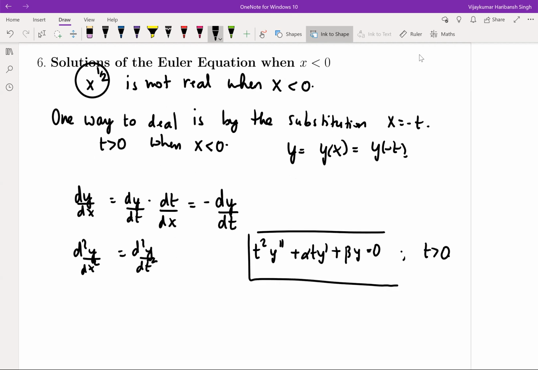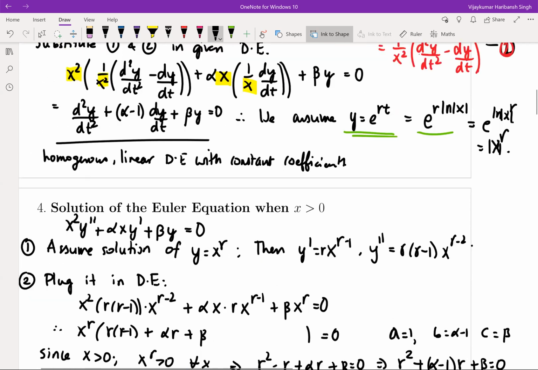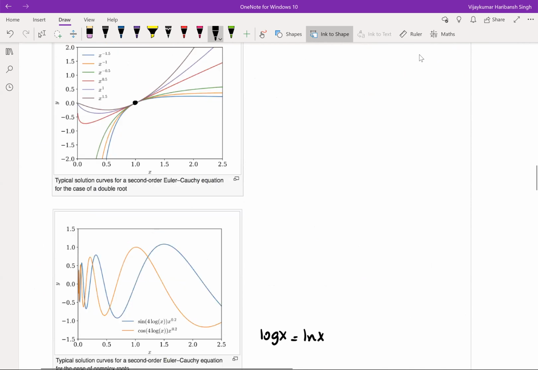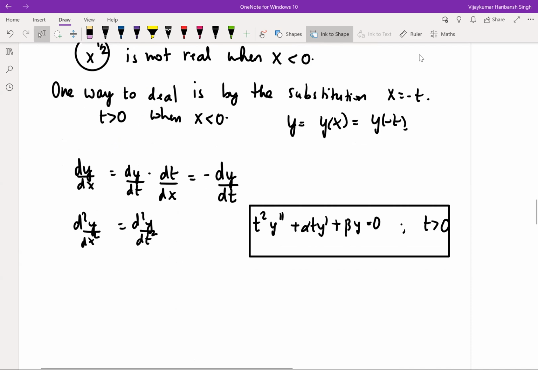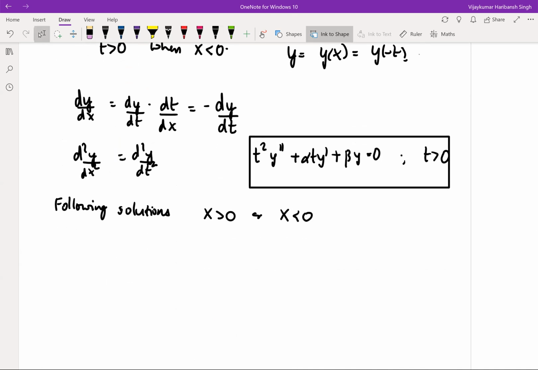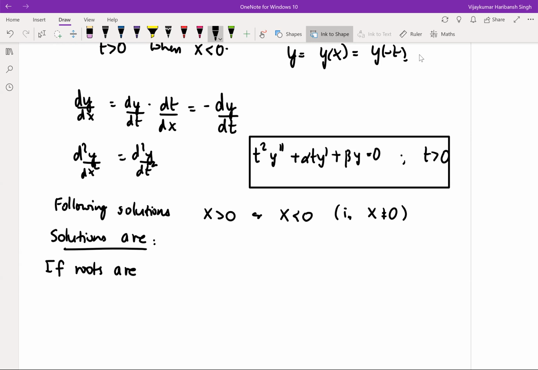To this equation we apply the techniques we have learned above, because our technique was valid when x was greater than 0. So then again apply the solution, and we get the following set of solutions. Whether x is greater than 0 or less than 0, we reuse the previous method by just having an absolute value. So if x is not 0, the solutions are: one, if roots are real and distinct, then y equals c1 absolute value of x to the power r1 plus c2 absolute value of x to the power r2.